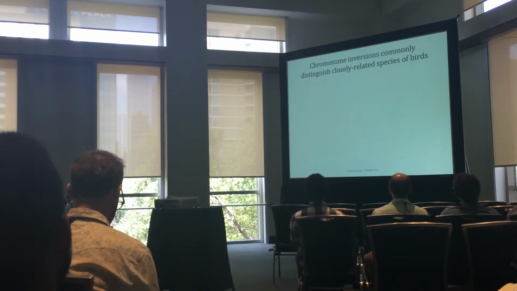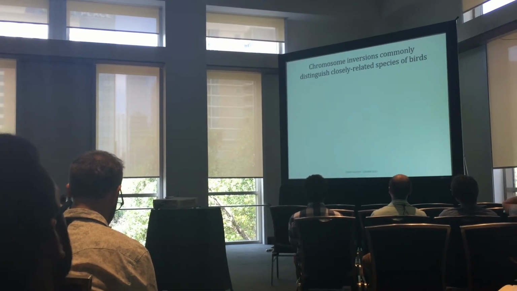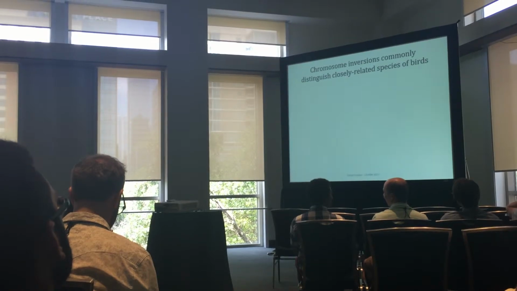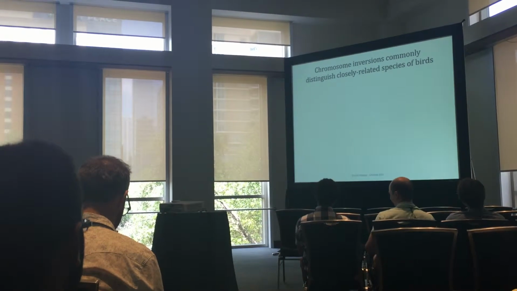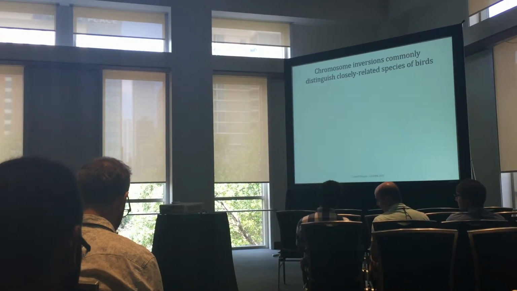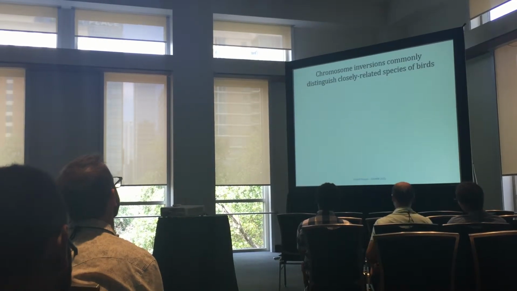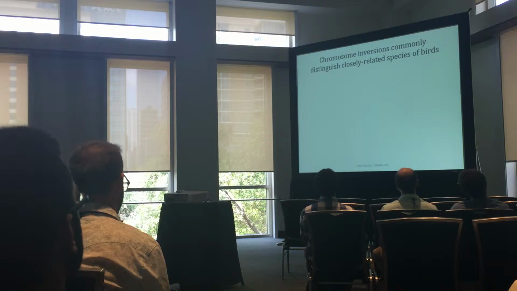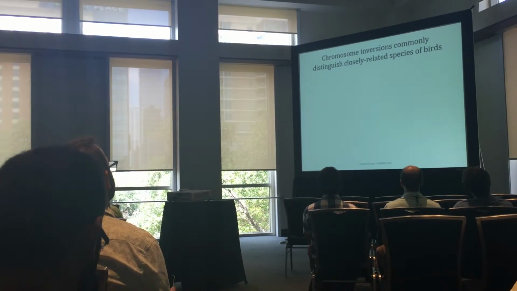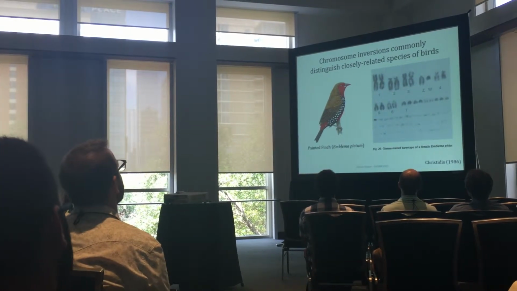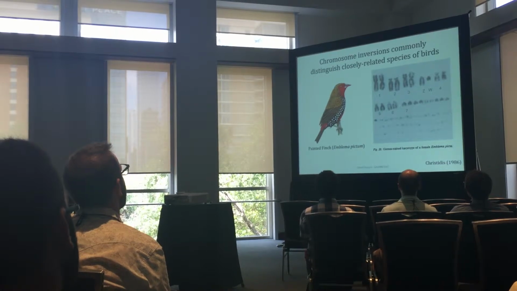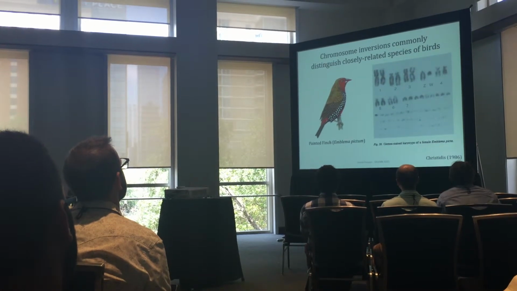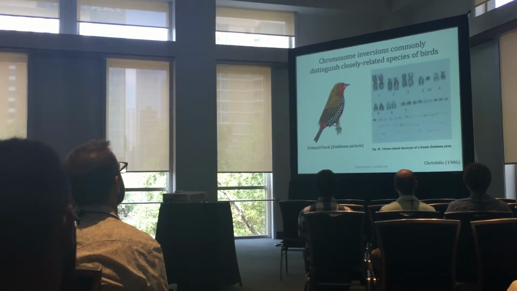In the system I work in, birds, chromosome inversions are also incredibly common. More recent comparative genomic studies have found hundreds of inversion differences across a whole range of sizes between distant avian lineages. But there's actually a really large cytological literature that's been studying the karyotypes of birds for many decades, and this is the work I'm going to be drawing upon for this talk.